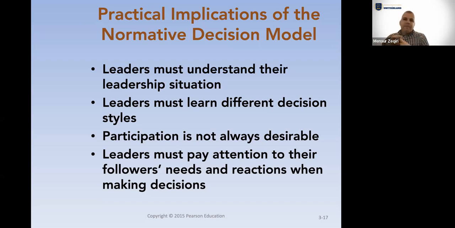Also, leaders must pay particular attention to their followers' needs and reactions when making decisions, because as we could see from some of the main factors, later on you should have them on board. So you should have them committed to your decision. So if you do not take these needs and reactions into account when you make decisions, you might not get their commitment later on when you would like them to follow or to commit to the decisions that you have made.